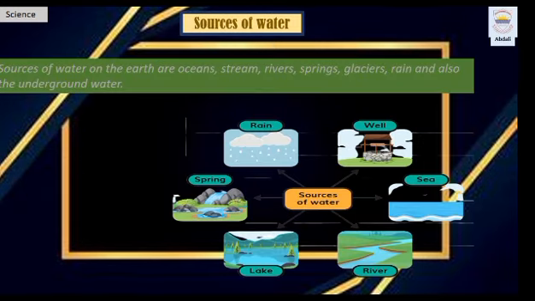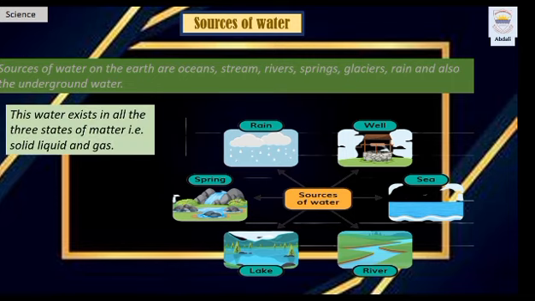Sources of water. Sources of water on the Earth are oceans, streams, rivers, springs, glaciers, rain, and also the underground water. This water exists in all the three states of matter: solid, liquid, and gas.